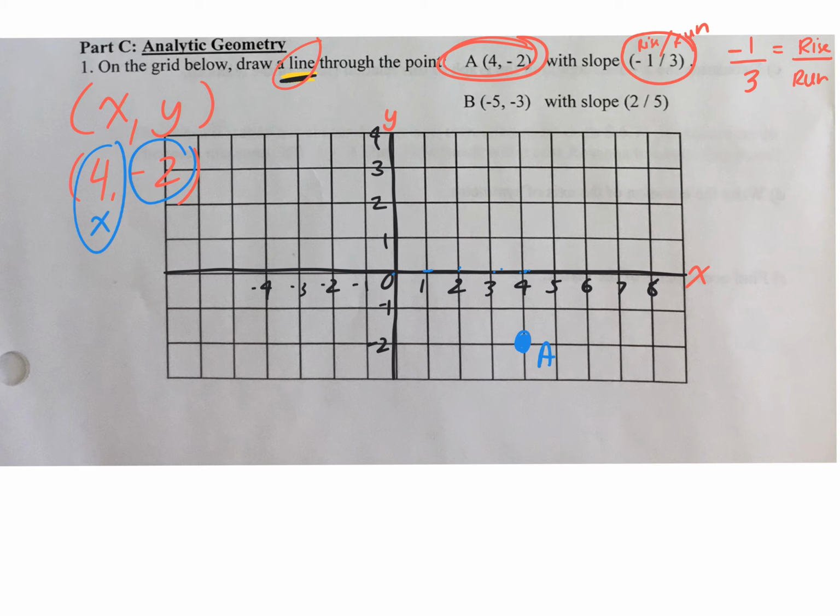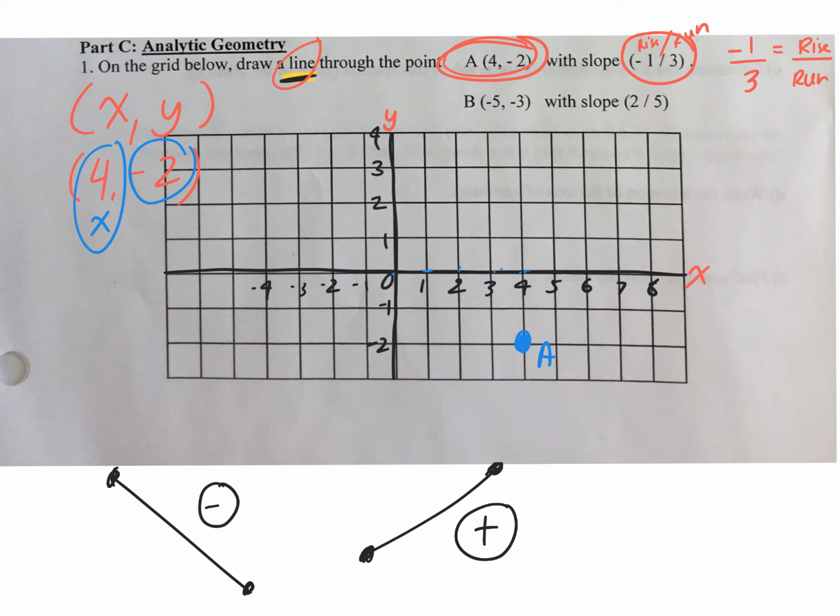Is the slope positive or negative? Negative lines will always look like this. They go down to the right or up to the left. Positive lines will always look like that, going up to the right. So I know my line has to be drawn like this, in that direction. But how?